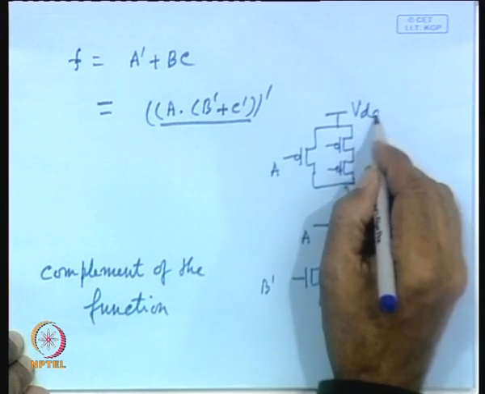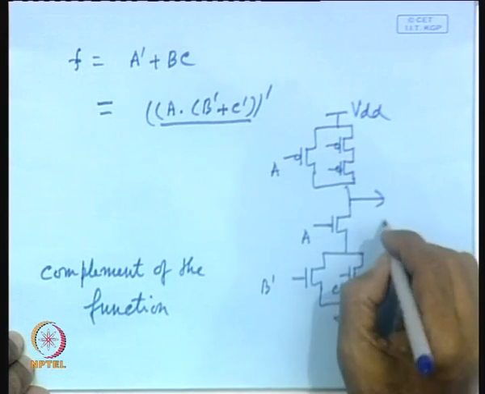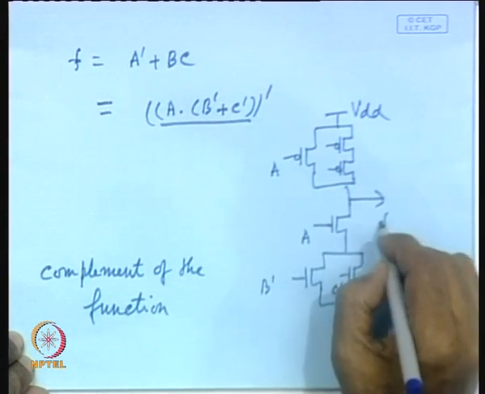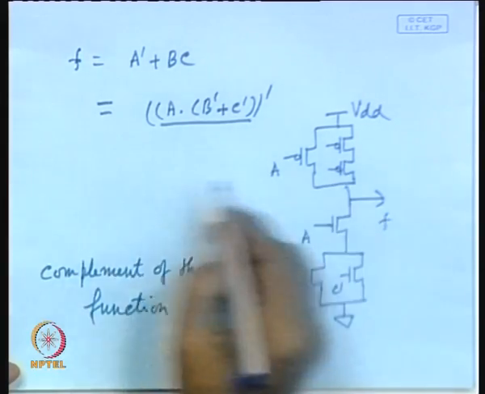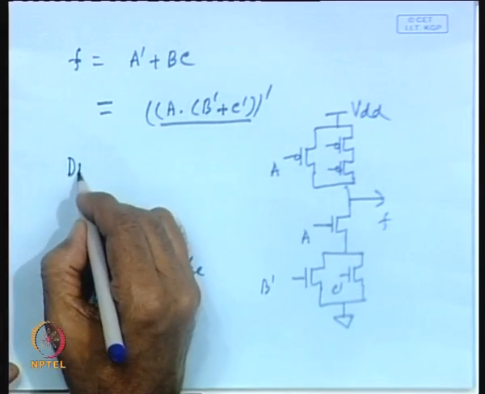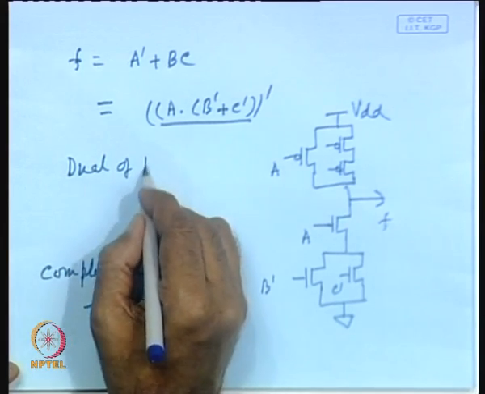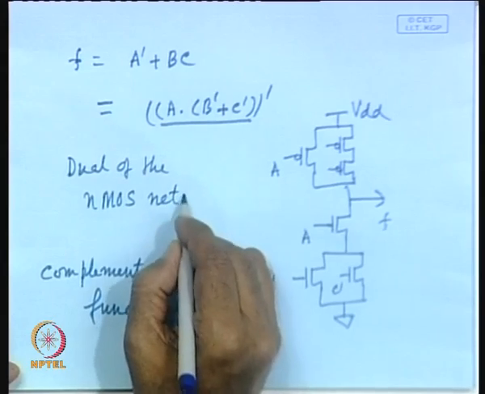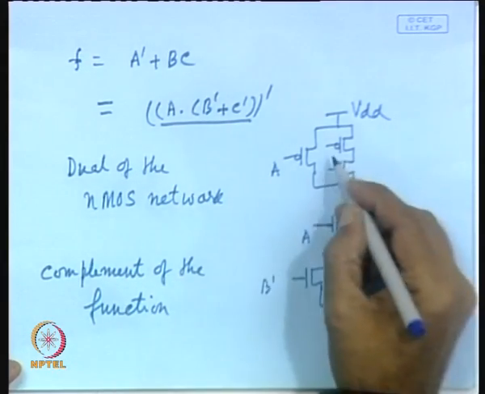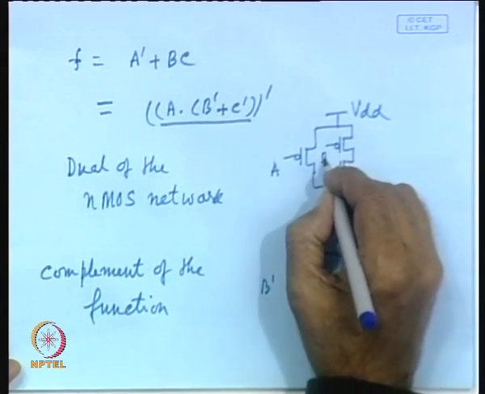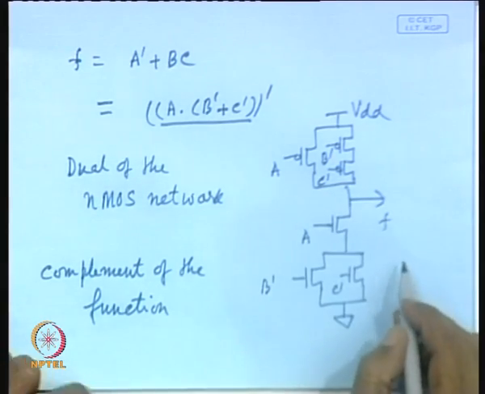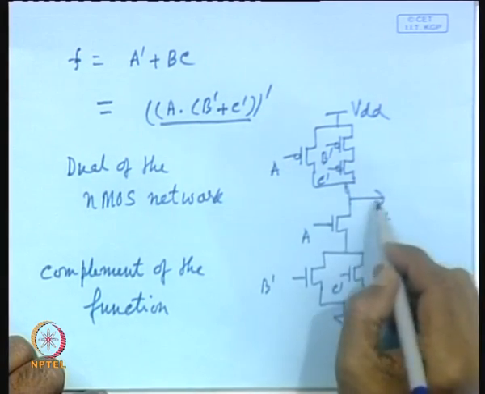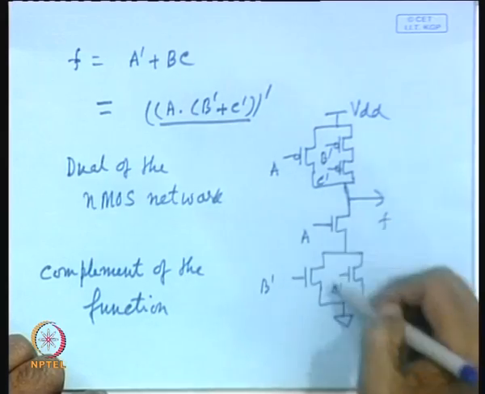So, you will connect it to VDD and you will take output from here. So, this realizes F, that means here the PMOS network is dual of the NMOS network. You will apply the same input A, B dash, C dash. So, they are in series and then you will get the function. So, we find that this is how you can realize any complex function.